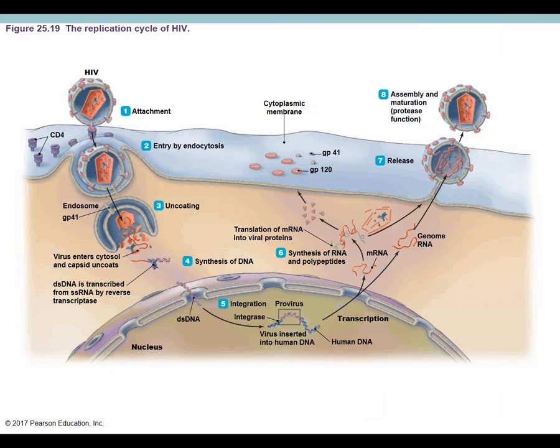So this picture shows the same process, but it goes even further. So you see the attachment of the GP120 and GP41 to the CD4, which is on the host cell. It brings in the virus. The virus is uncoated, and the reverse transcriptase and the RNA chromosomes are released. The reverse transcriptase copies the RNA into DNA, which then goes into the nucleus and inserts into the host cell, the white blood cell's own chromosome.